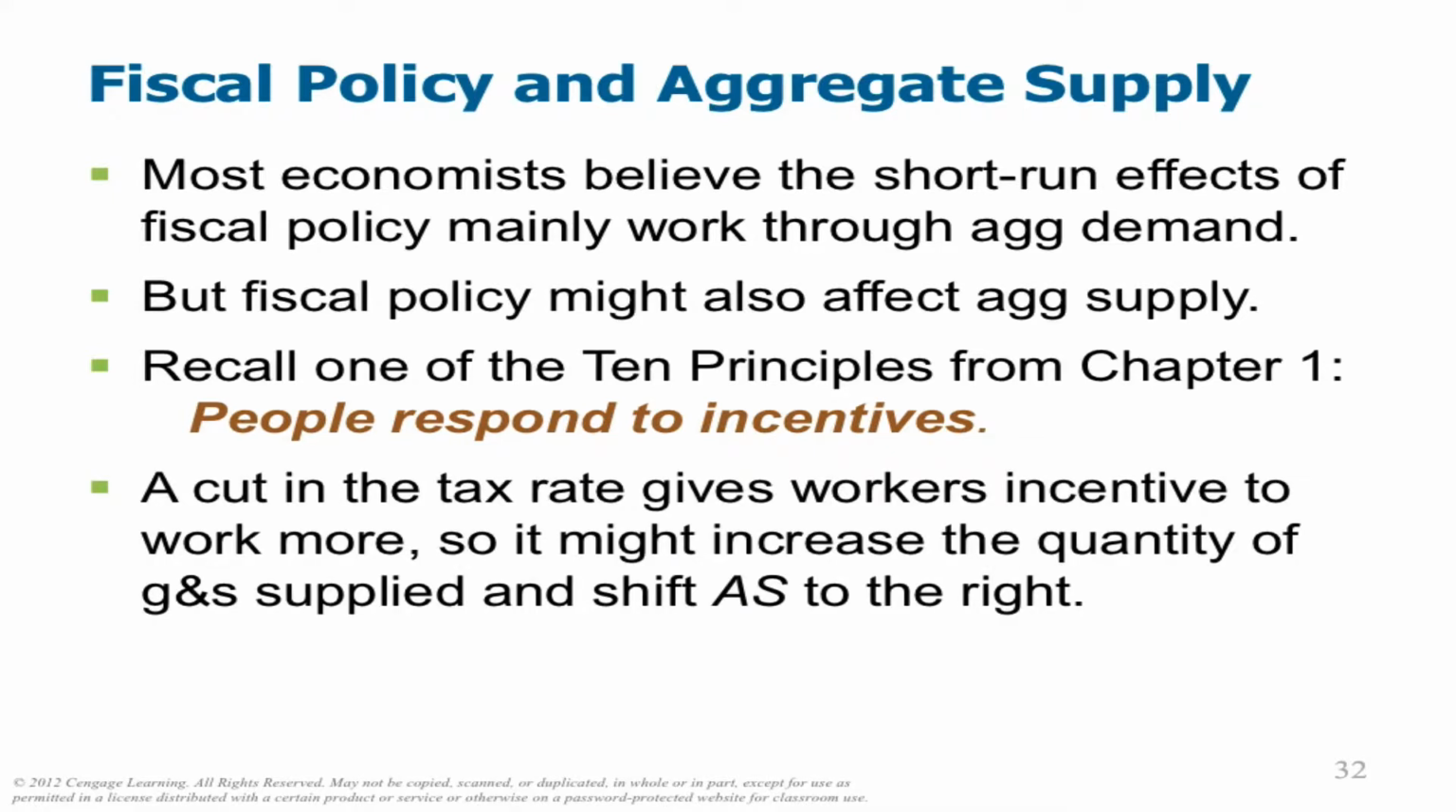You might work more. So if you work more, that means that output goes up, so we're supplying more goods and services. Go get a second job because you get to keep more of the money you're going to make. So we could end up shifting aggregate supply to the right with a tax cut. We could end up shifting aggregate supply to the left with a tax increase.